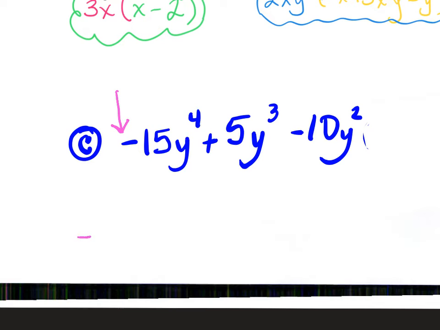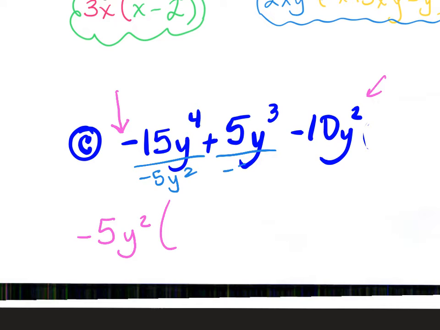Negative, well, I agree with negative, but what goes into 15, 5, and 10? 5. Okay, good. And then how many y's can I take out of every single one? 2, right? Whatever the smallest exponent is, that's what you can take out. So -5y squared. Watch, guys, when I divide everything by -5y squared, you're going to have some sign changes, so make sure you're paying attention.